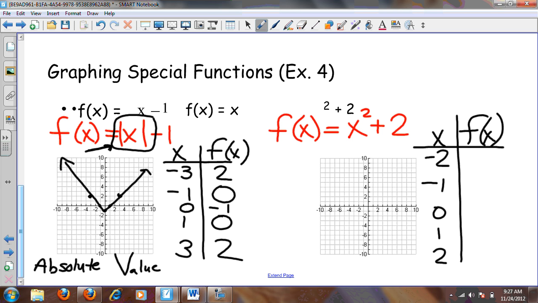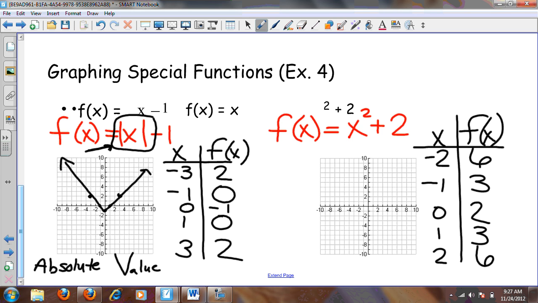-2 squared, that's 4. 4 plus 2 is 6. -1 squared is 1. 1 plus 2 is 3. 0 squared is 0. 0 plus 2 is 2. 1 squared is 1. 1 plus 2 is 3. 2 squared is 4. 4 plus 2 is 6.